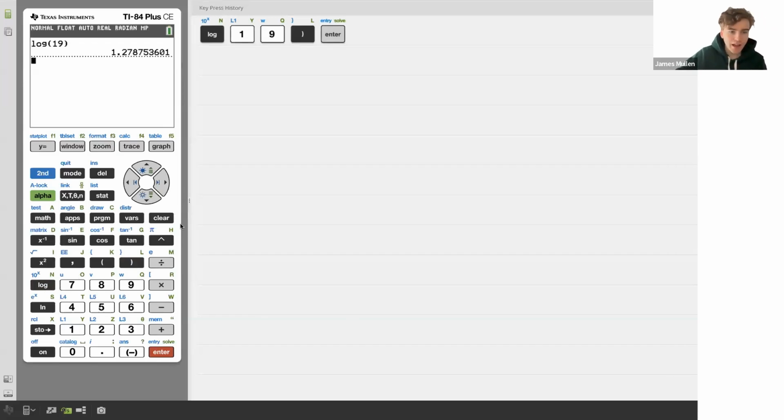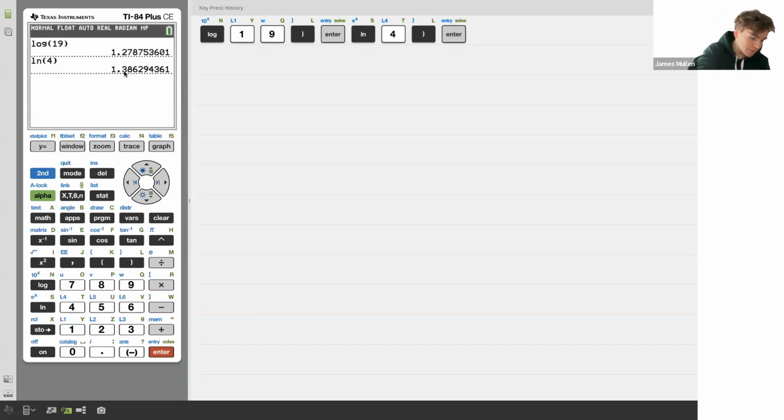Part B is asking us for ln of 4, and ln, if I remember, is right here. So ln of 4, that's going to give me 1.38, which if I round that up to 3 significant figures, that's 1.39 is the answer.